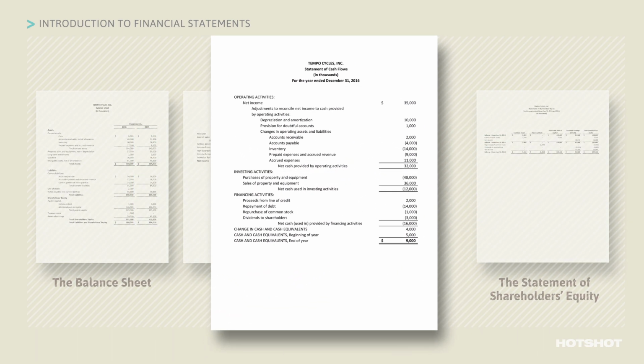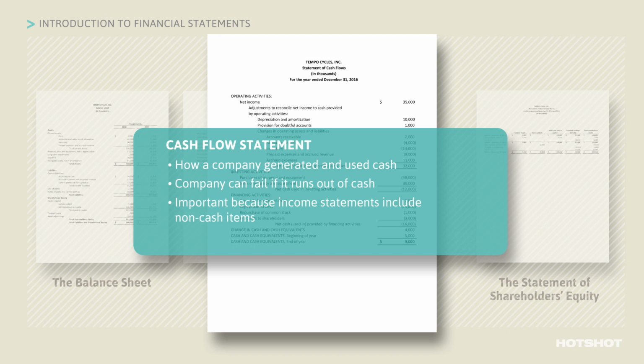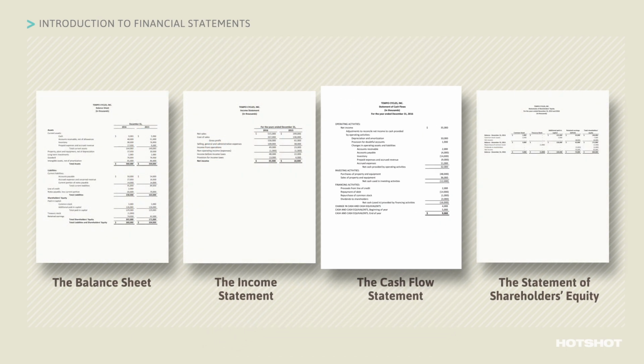The cash flow statement shows how a company generated and used cash during an accounting period. Cash is very important to a company because even a fundamentally sound company can fail if it runs out of cash. The cash flow statement is needed because the revenue and expense figures on the income statement are prepared using something called accrual accounting, which includes non-cash items. For example, a company might record revenue for goods sold on credit before it receives payment.